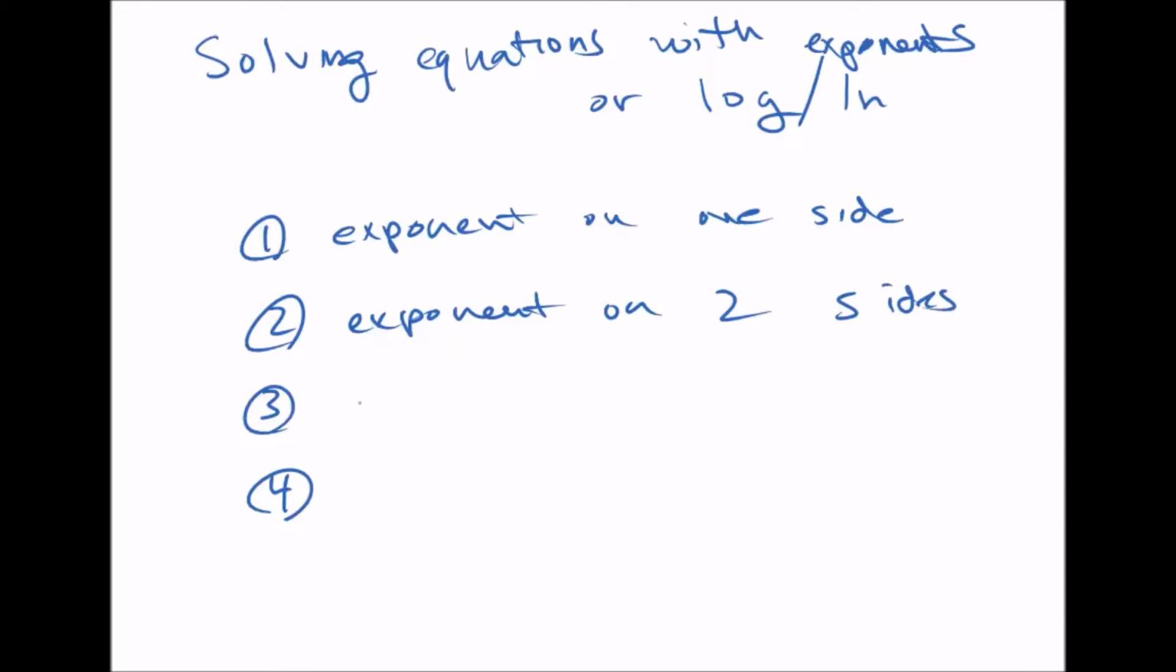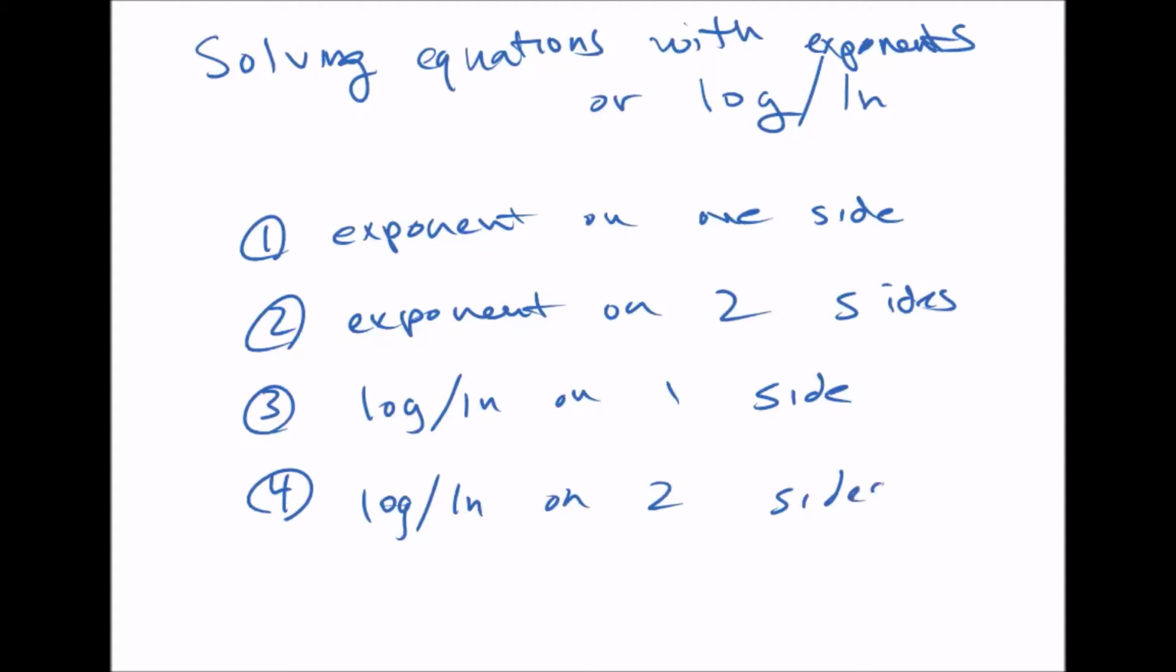The third type is you have log or natural log on one side of the equation. And the fourth type is you have log or natural log on two sides. So there's 4 different things you need to know how to do. I'm going to go over all of them. I'll also show you that you can do all of these using the calculator, but for some of them it's easier if you do it by hand anyways.